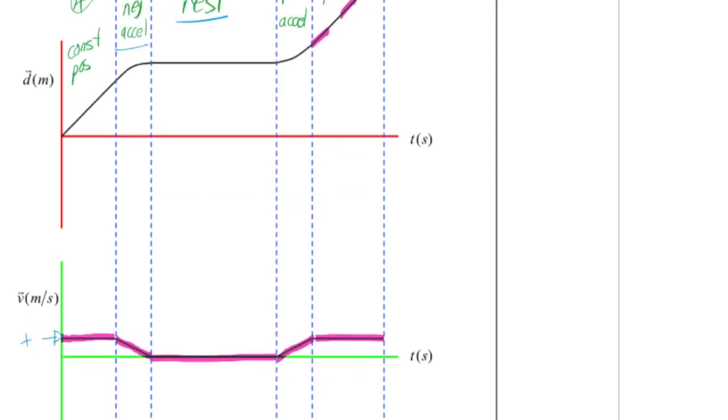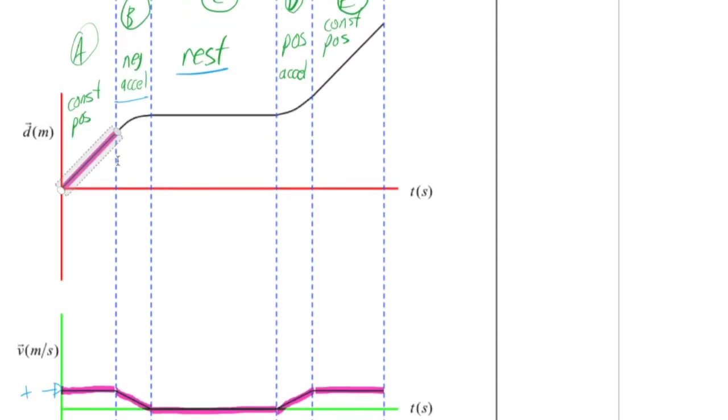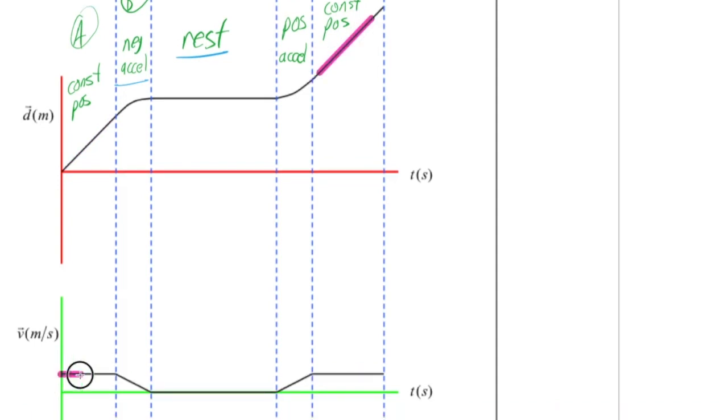And here's the other thing to note. The slope in section A is the same as the slope in section E, which is totally in line with what we have on our V versus T graph. The velocity in section A is the same as the velocity in section E.